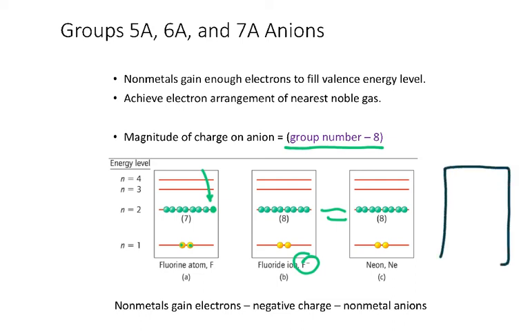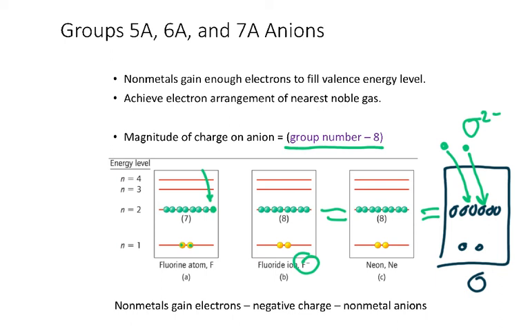Okay, so here's another example. Oxygen, right next to fluorine, right? It has 2 electrons in the n equals 1, and 6 electrons in the n equals 2. So if we add 2 more here, it would have a filled shell that would look just like neon, and it would have a charge of 2 minus. So it is in group 6A. So group 6 minus 8 would be minus 2, and that's the pattern.